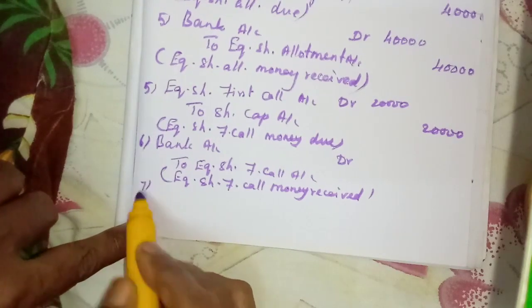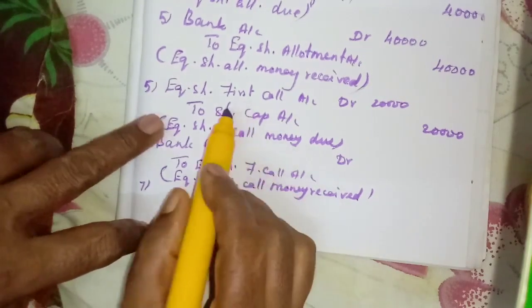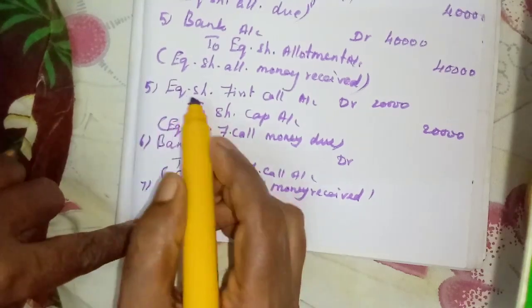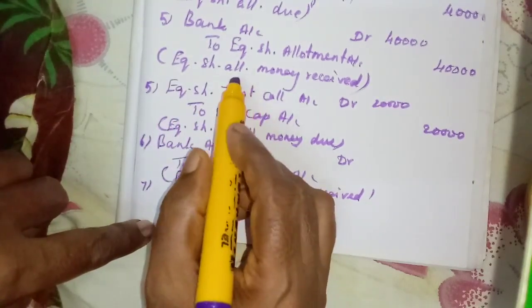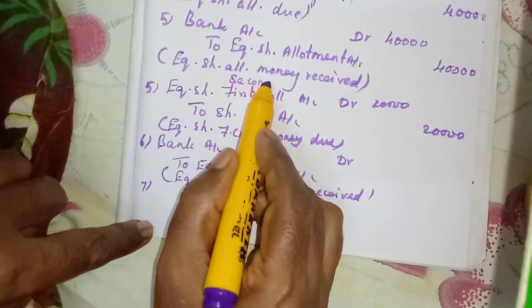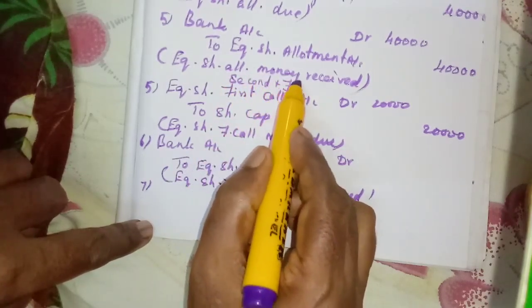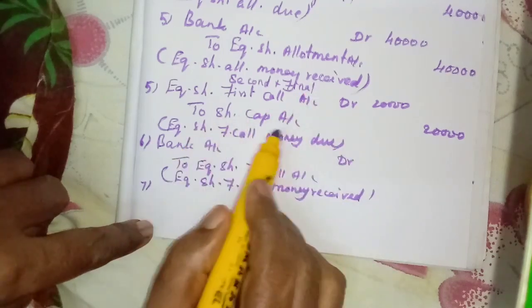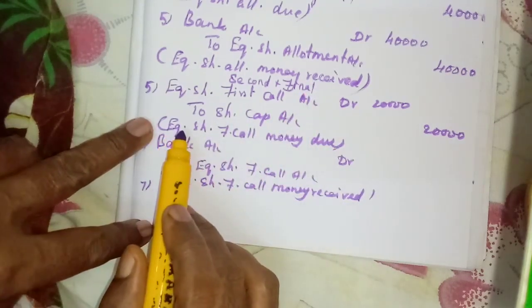Okay, then final call. The same thing. Okay, 6, 7, 8. First call, how you should write? Second and final call. That word final should be there. Okay, second and final call account debtor to share capital account. Here what we should write?